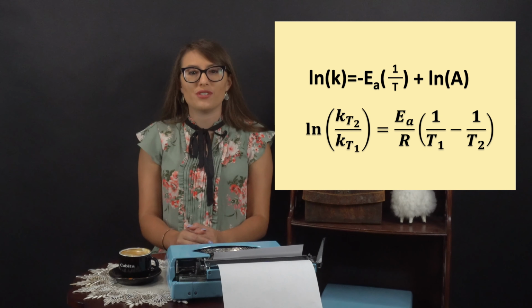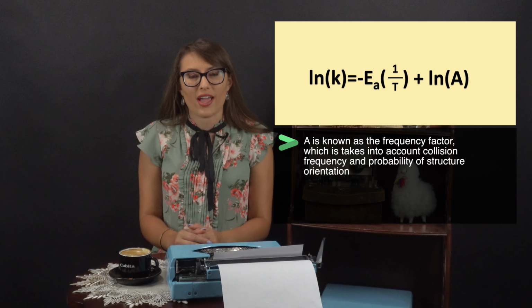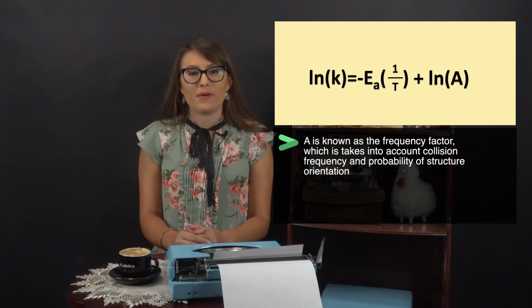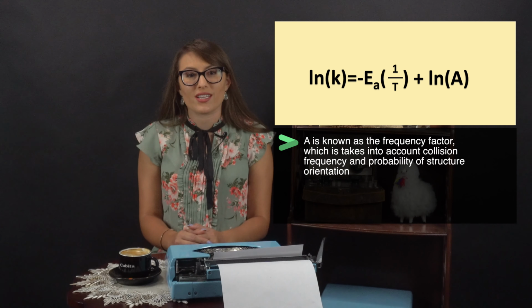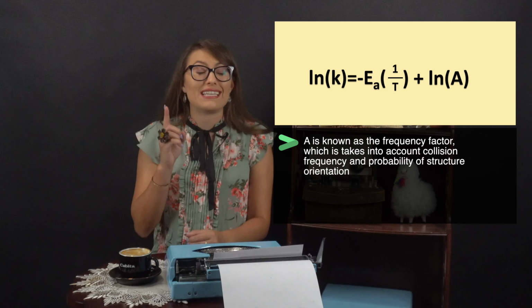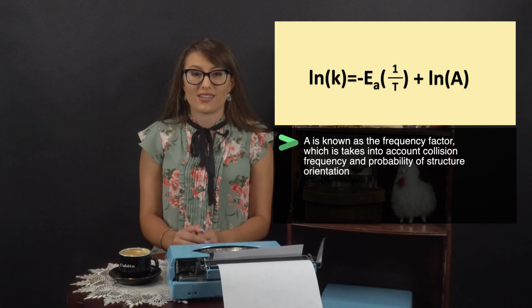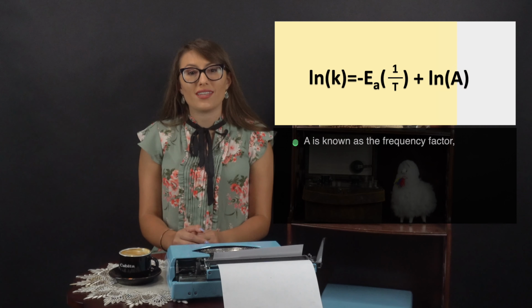Now, you must be wondering what A stands for. A is known as the frequency factor, which takes into account collision frequency and the probability of structural orientation. Structural orientation is important because not only do you need particles to collide and meet the minimum energy to react, but you also need your reactants to collide in the proper orientation, and this is known as an effective collision.